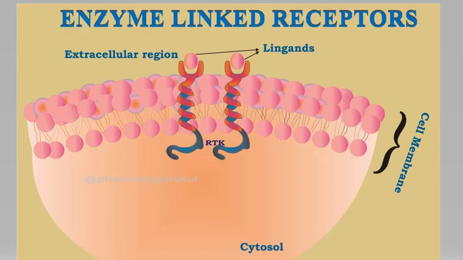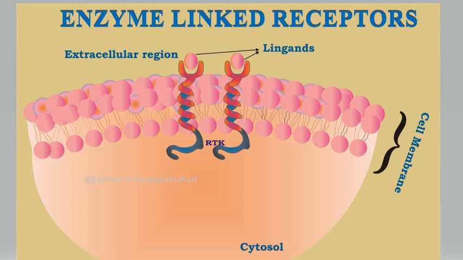The other important point is to understand the structure of the enzyme linked receptor. Basically they are composed of 3 key domains. The first part is the ligand binding domain. Here you can see, as the name suggests, it is the place where a ligand like a hormone or peptide binds to the receptor, and this part lies in the extracellular region.